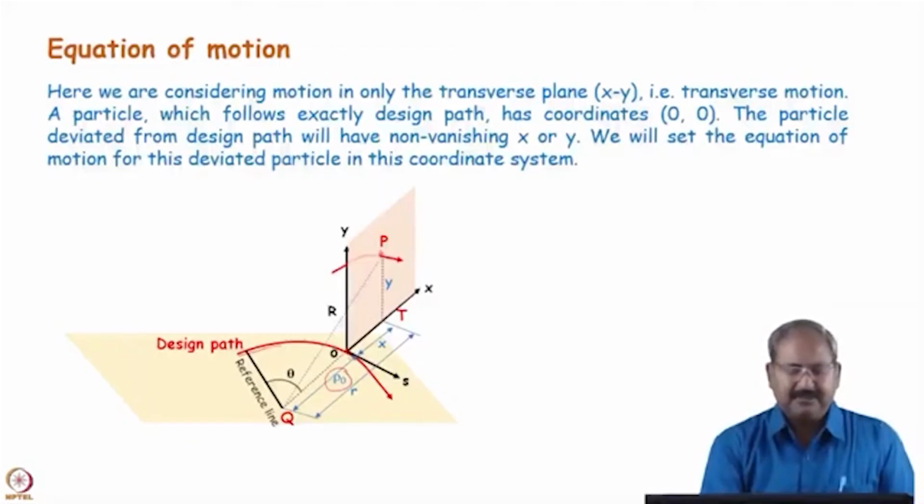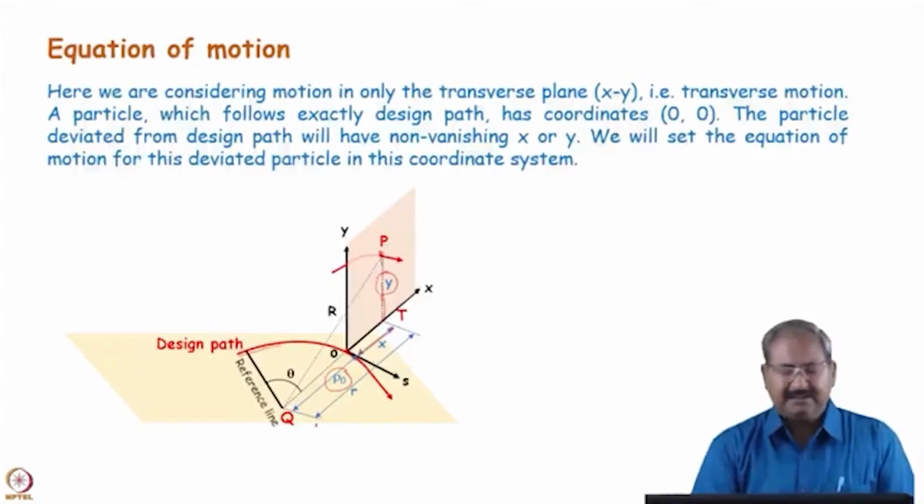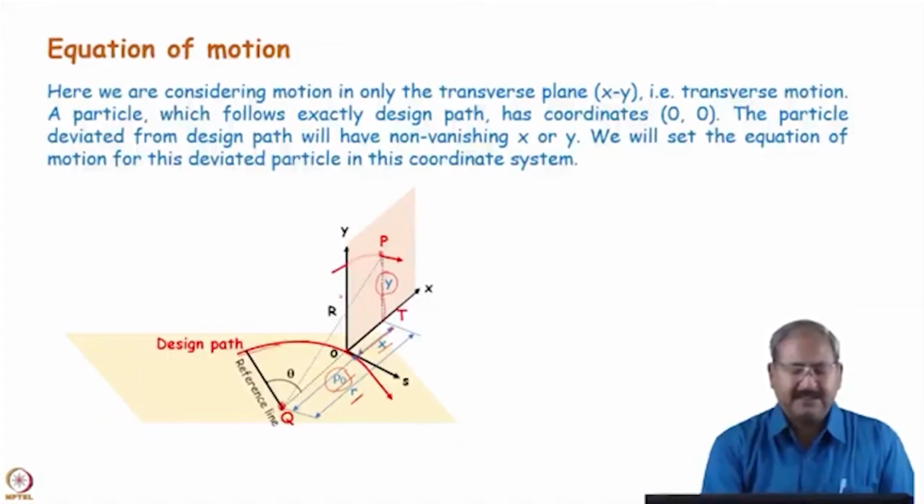If we draw a projection from P to the horizontal plane, this distance will be x, which is the distance in the horizontal plane from the design axis. This distance, which is the vertical distance from this horizontal plane, is y, and the center of curvature is here. This is making some circular path, so the center of curvature of this design trajectory is here. So the distance rho 0 plus x is small r in the figure, and with respect to this center of curvature, the radius vector of this deviated particle is capital R.